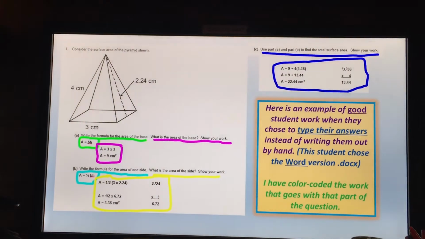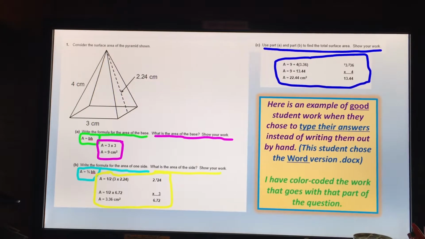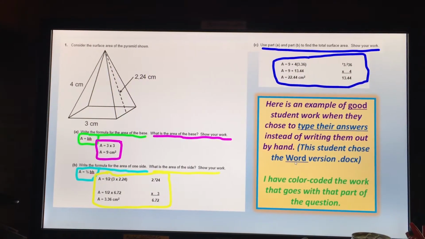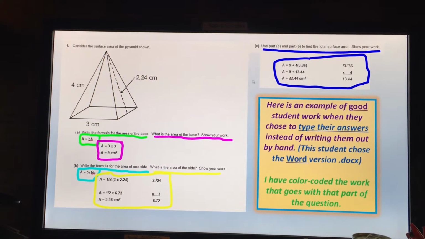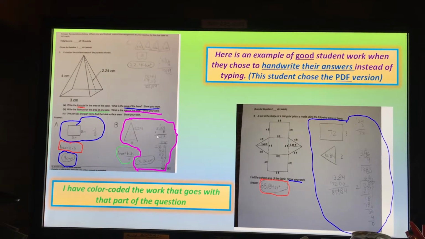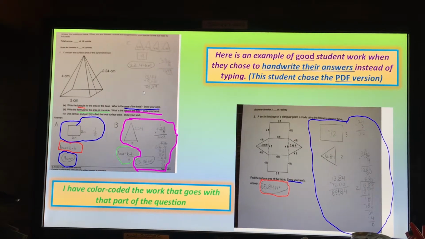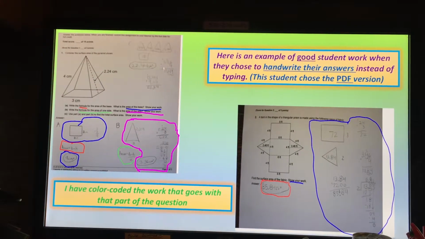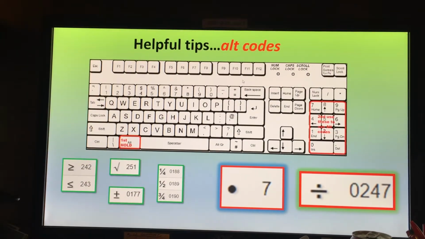All right. And here is what a good TGA looks like if the person typed their work. I color-coded so you can kind of follow through it. And this was the Word version. And this is what we want as far as showing your work. This person picked the PDF version and did all their work by hand. I especially like this one up here, C, because they needed to find surface areas. So they drew a picture of each surface and then did the work to get the answer. Perfect.